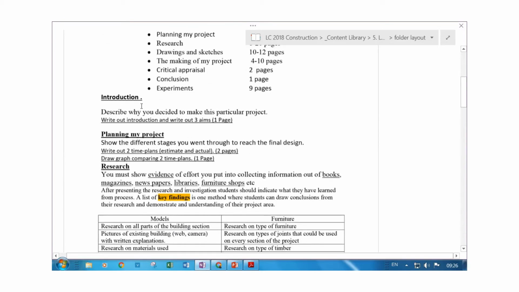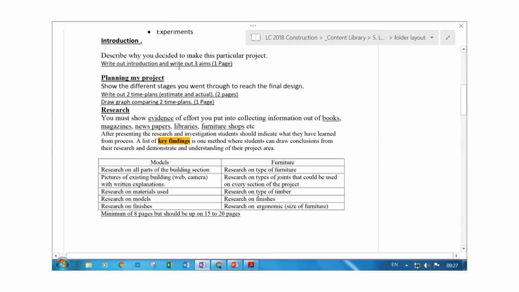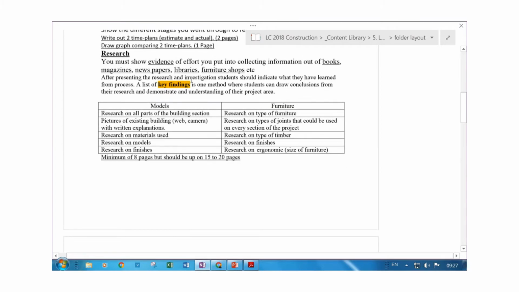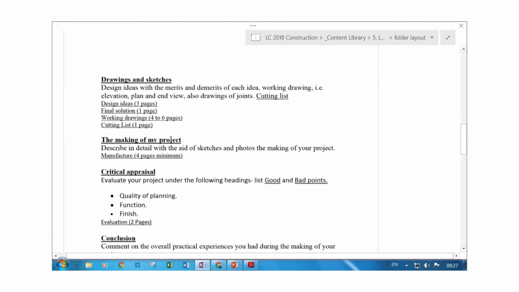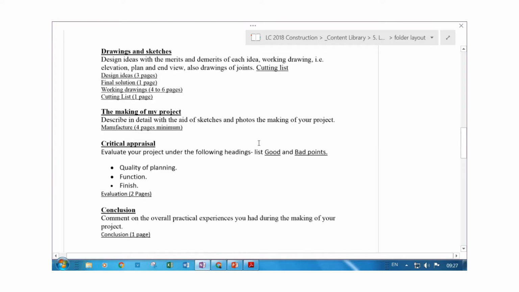Now, basically, the introduction that you've done at the start of the year was a paragraph explaining what you're going to do. It's kind of like a design brief, and then 3 aims. Now, them 3 aims were very important, and they make finishing the project a lot easier. Okay, now next thing then, planning the project, we've covered that already. Research, gone through it, and basically what we have here, the research for models, research for furniture. Next thing then, what we have is drawings. Give your 3 design ideas, your final solution, working drawings between 4 to 6 pages, cutting list 1 page.